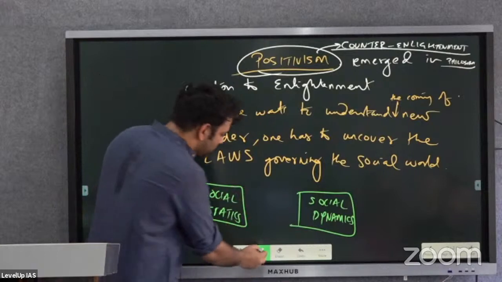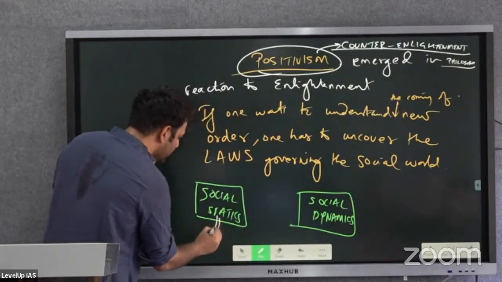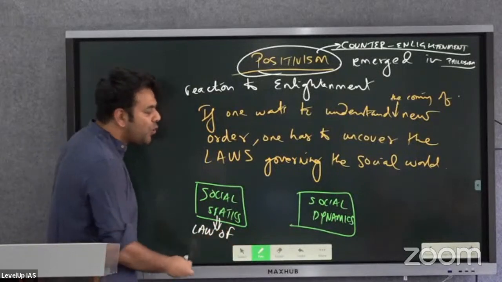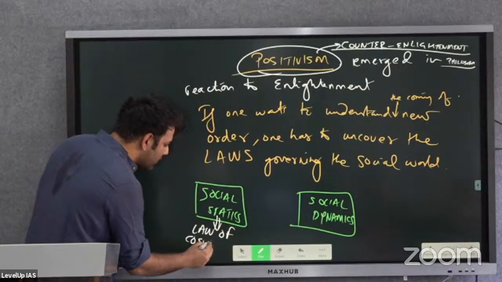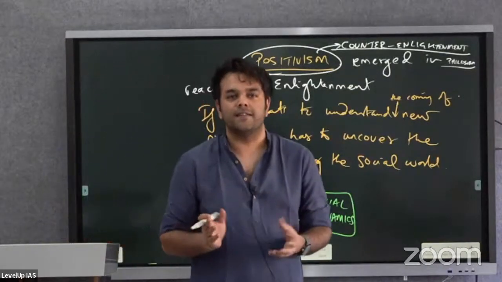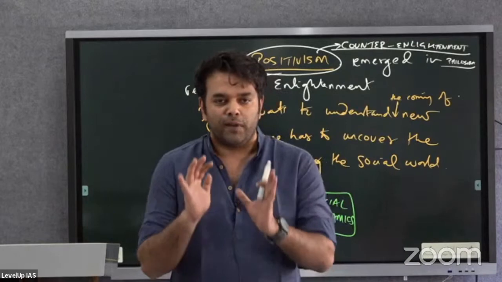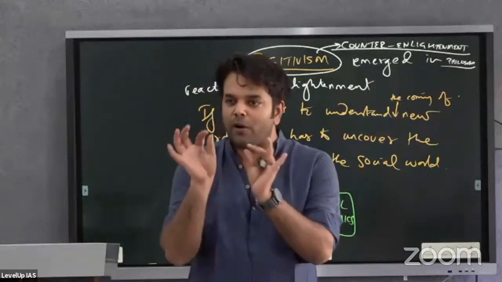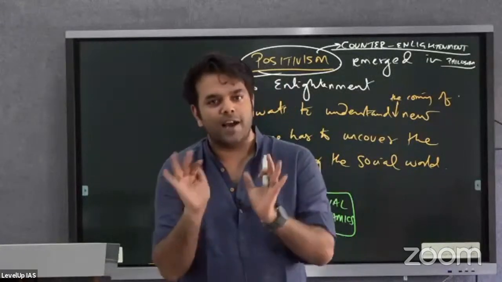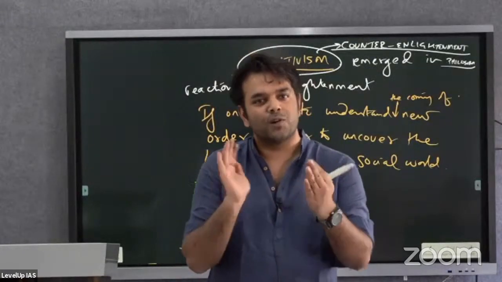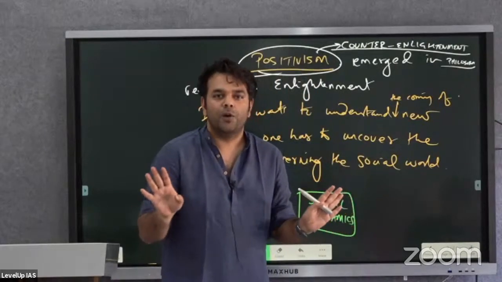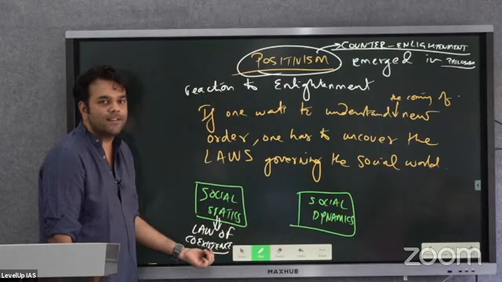Law of coexistence. What is the meaning? When we have a stable society, that means all the organs of society like religion, state, law are working in a harmonious fashion, coexisting with each other, mutually comfortable with each other. That is why he used the law of coexistence.